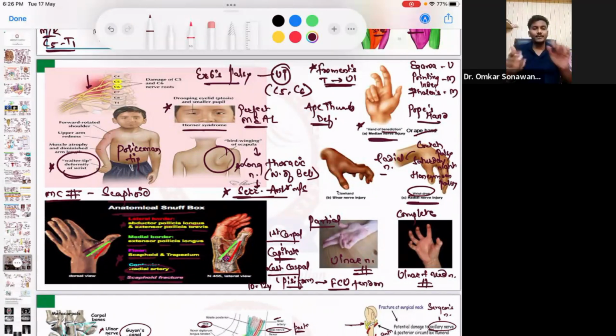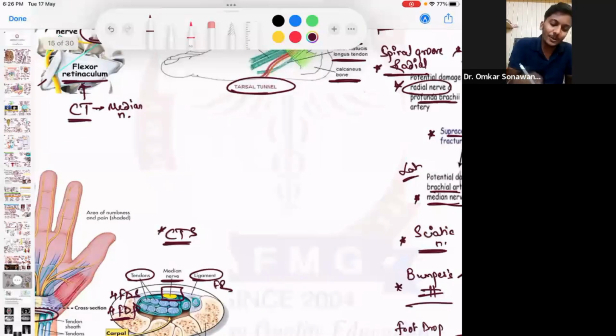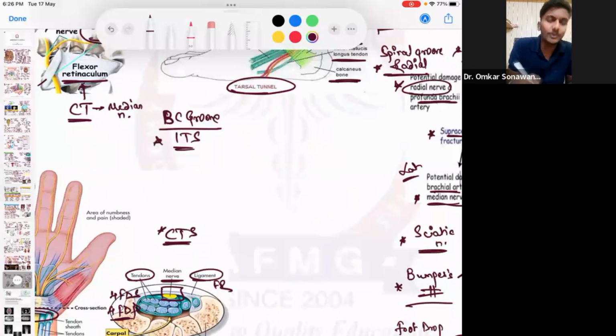Groove is the space, मतलब जहां से डिप्रेशन होता है, जहां से कुछ पास कर सकता है. That is what a groove is. Sulcus भी बोल सकते हैं, groove भी बोल सकते हैं. Important groove अगर याद दिलाई है तो बता दो. Bicipital groove. Okay, the bicipital groove is also known as the intertubercular sulcus.